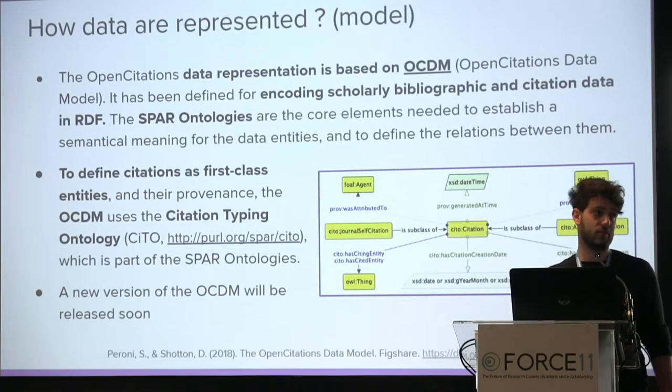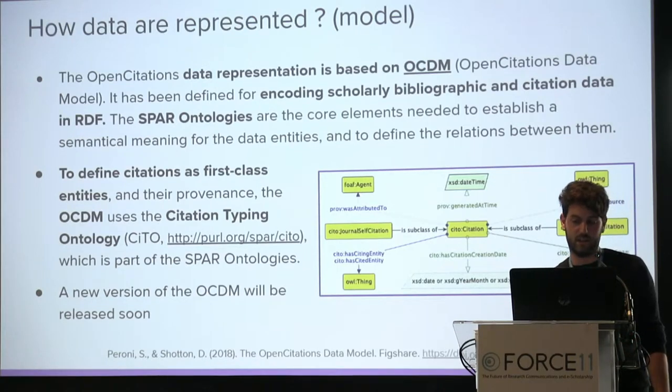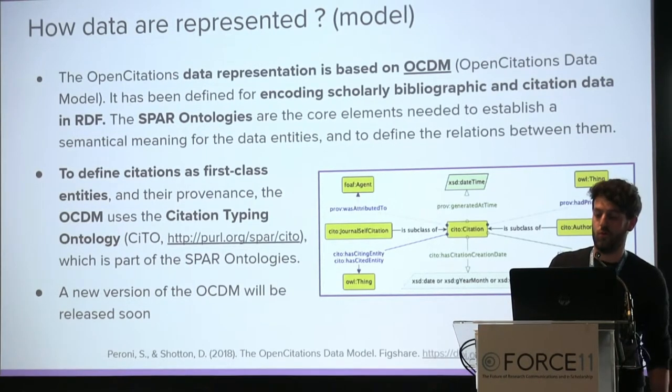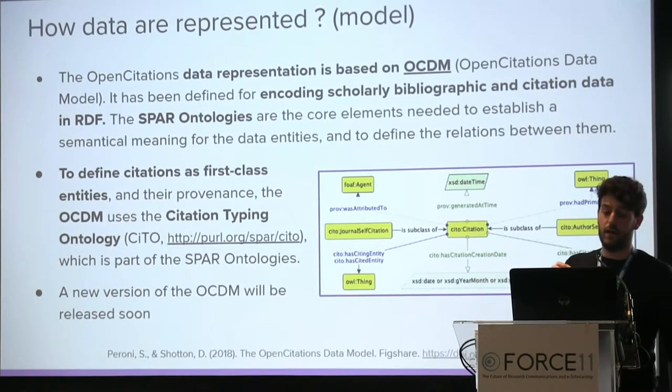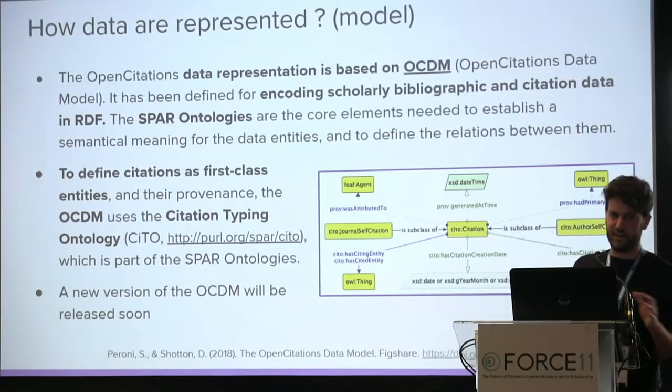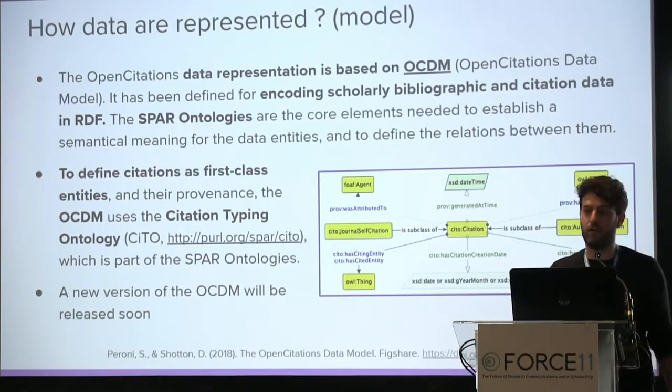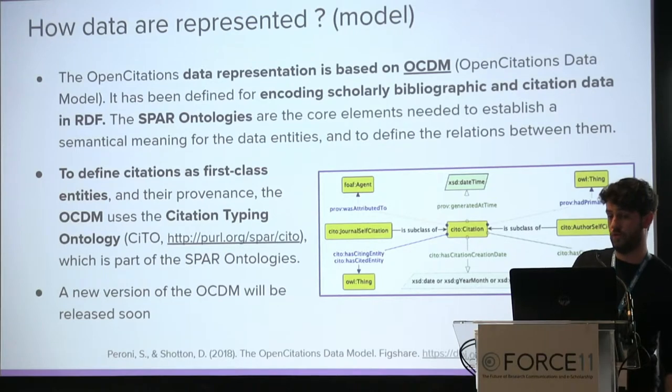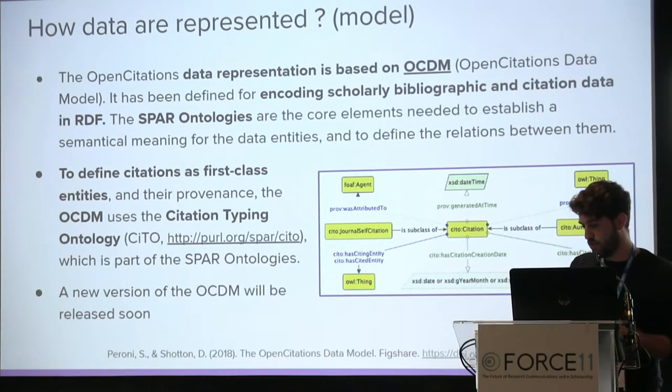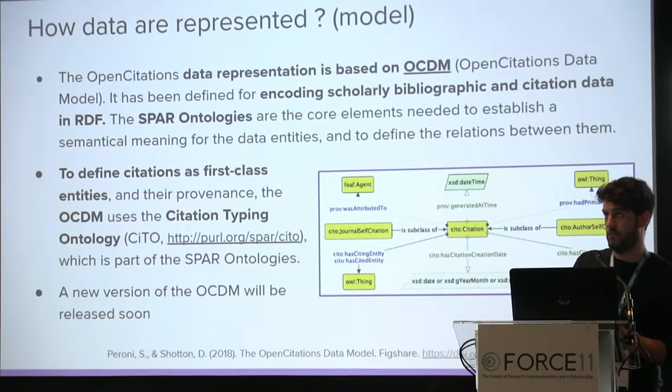So how are the data represented? We are using the OCDM model of Open Citations, used in the Open Citations organization. We are using that to encode the scholarly bibliographic data as RDF, and we are using the SPAR ontologies to do that. I will not go deep into these technical things, but the ontologies are used to define the logical definitions and the logical meanings of the links between entities.